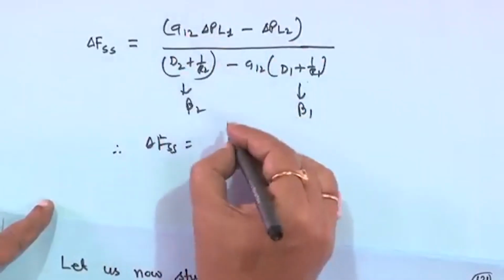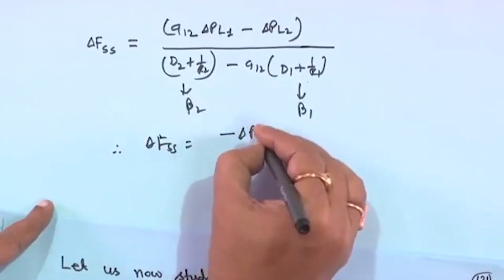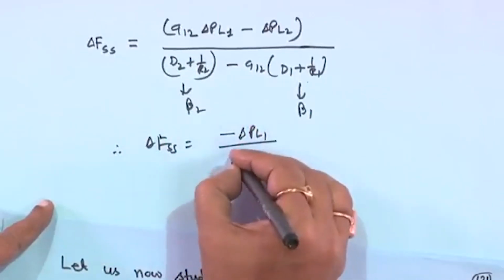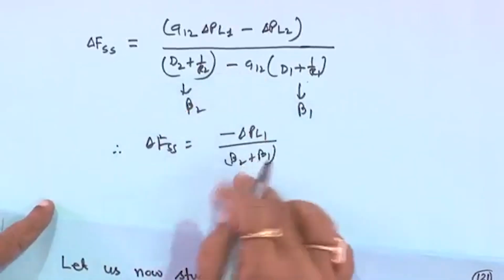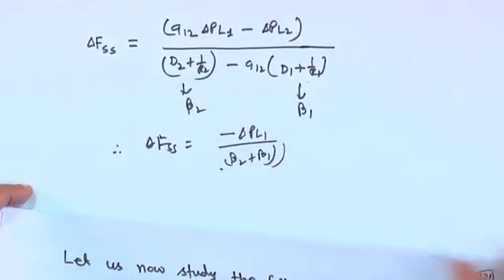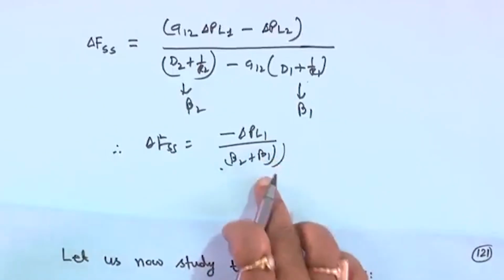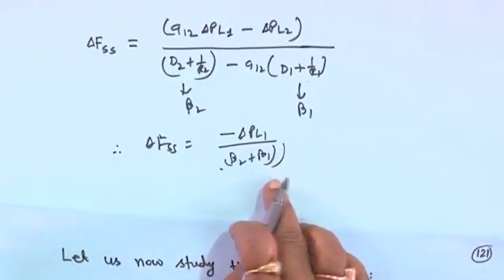Now, that means delta FSS will become, with delta PL2 equal to 0 and A12 minus 1, delta PL1 by beta 2 plus beta 1, because A12 is minus 1, so it will be plus. So it is delta FSS, just now we have seen, minus delta PL1 upon beta 2 plus beta 1.